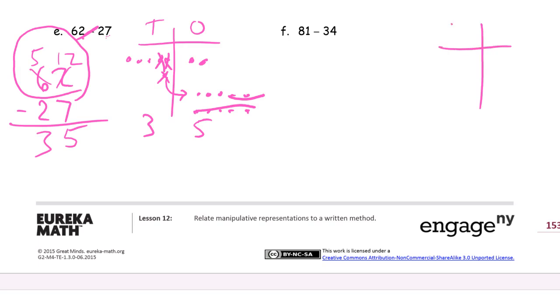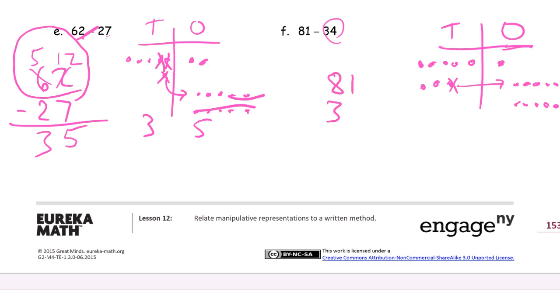81 minus 34, tens and ones. 81 is 8 tens. 1, 2, 3, 4, 5, 6, 7, 8, and a 1. Can't subtract 4 ones from 1, I have to break up a 10. 1, 2, 3, 4, 5, 6, 7, 8, 9, 10. Now, I'll do this one just a little bit differently so you can see the process, how it kind of parallels between the two.